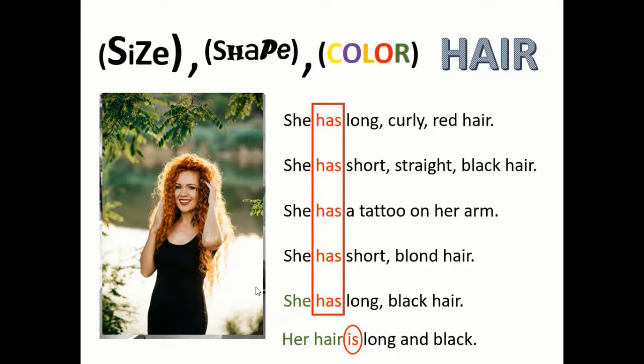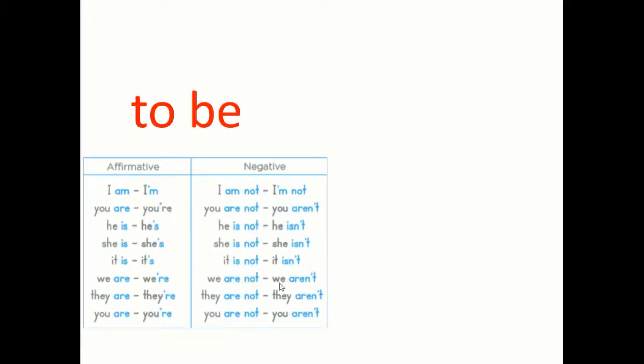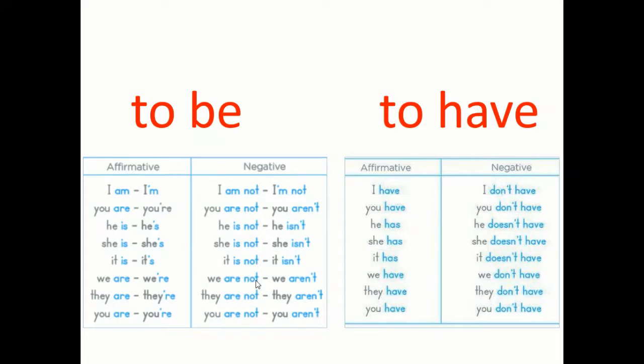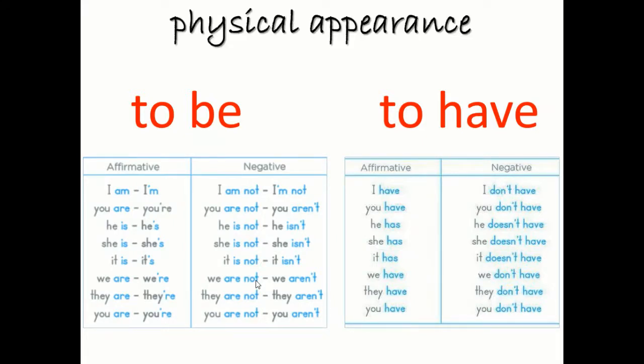Very well now. Let's try to do the same exercise going back to the first lady. Her hair is long, curly, and red. Right? I hope you took it on your notes. Let's continue. As you can see, we use the verb to be and the verb to have and its conjugations, both to describe physical appearance. But they are used to refer to different things.